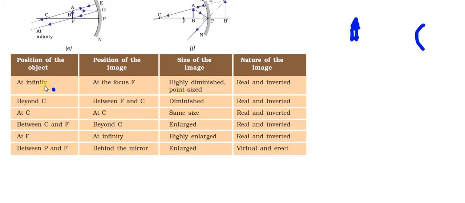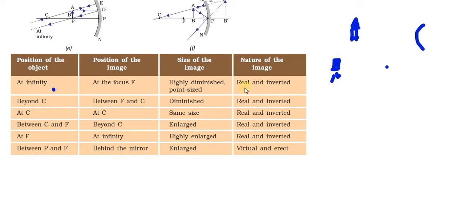First you learn this. When the object is placed at infinity, the image is formed at the focus. The size of the image is highly diminished, in the sense very small. Suppose you take a 10 centimeter pencil and keep it in front of the mirror. When you see the object in the mirror, it is very small, like a point size. Diminished in the sense reduced in size.